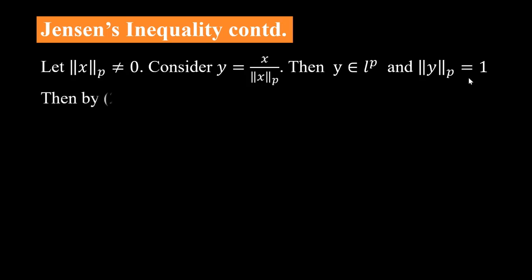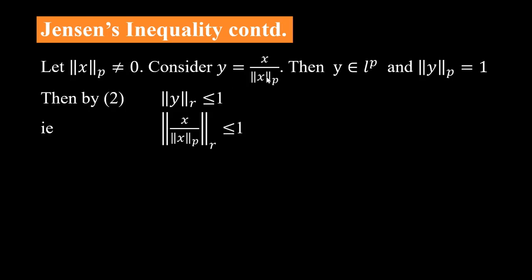Now, by equation number 2, we have already seen that if x belongs to l^p, then norm r of x is less than or equal to 1. So from that result, we can write norm r of y is less than or equal to 1. What is y here? y is x by norm p of x. That means norm r of x by norm p of x is less than or equal to 1. Taking this norm p of x outside, we get 1 by norm p of x into norm r of x, which is less than or equal to 1.